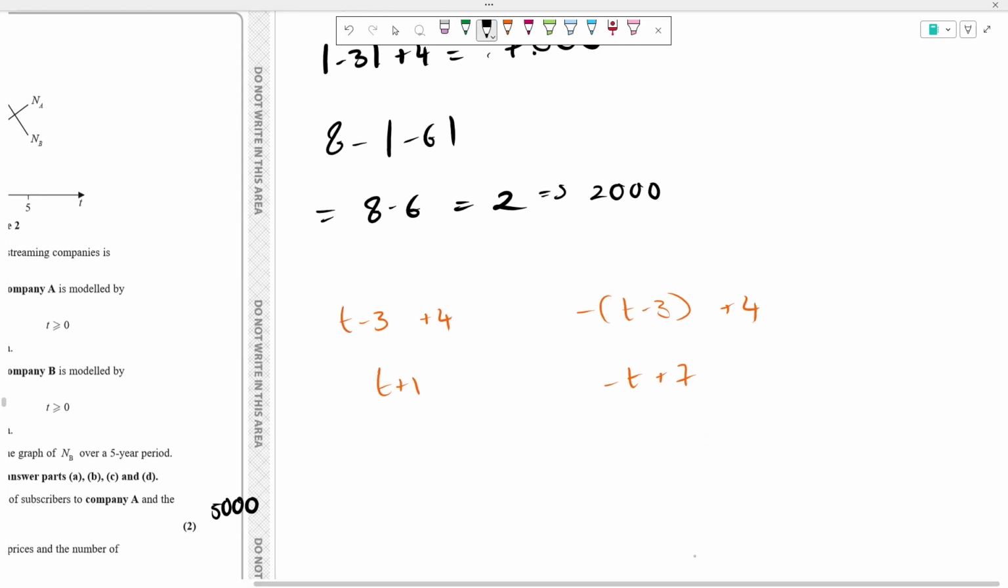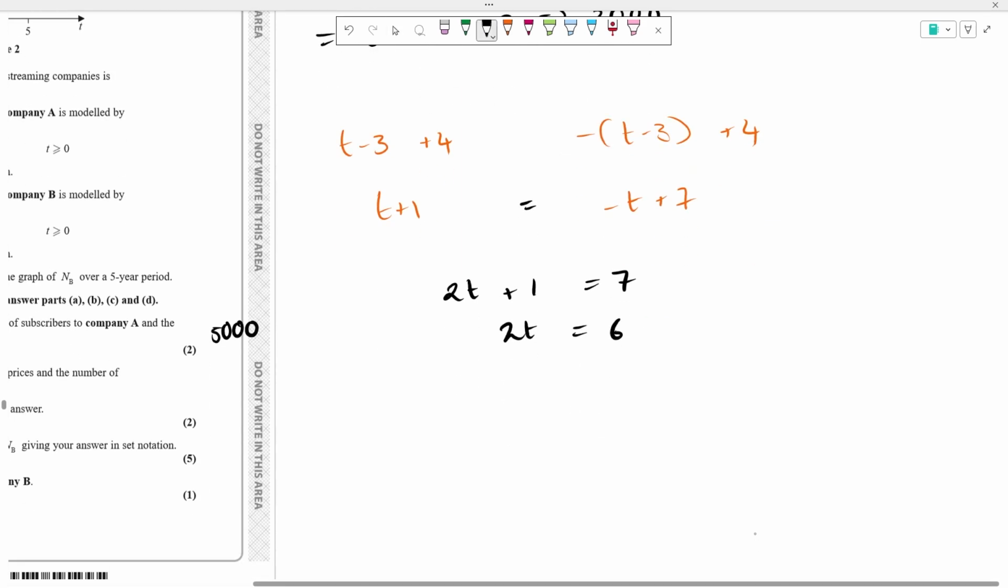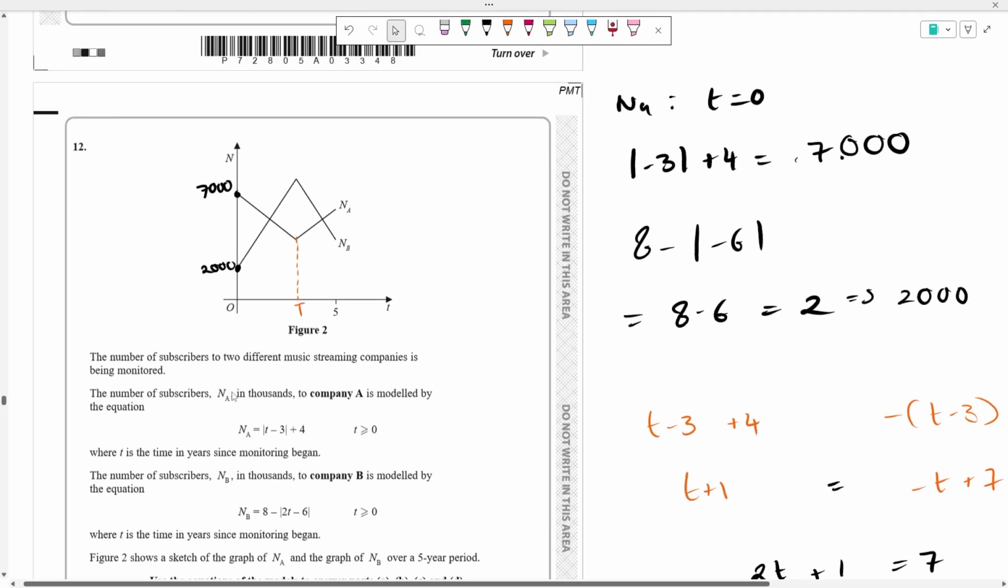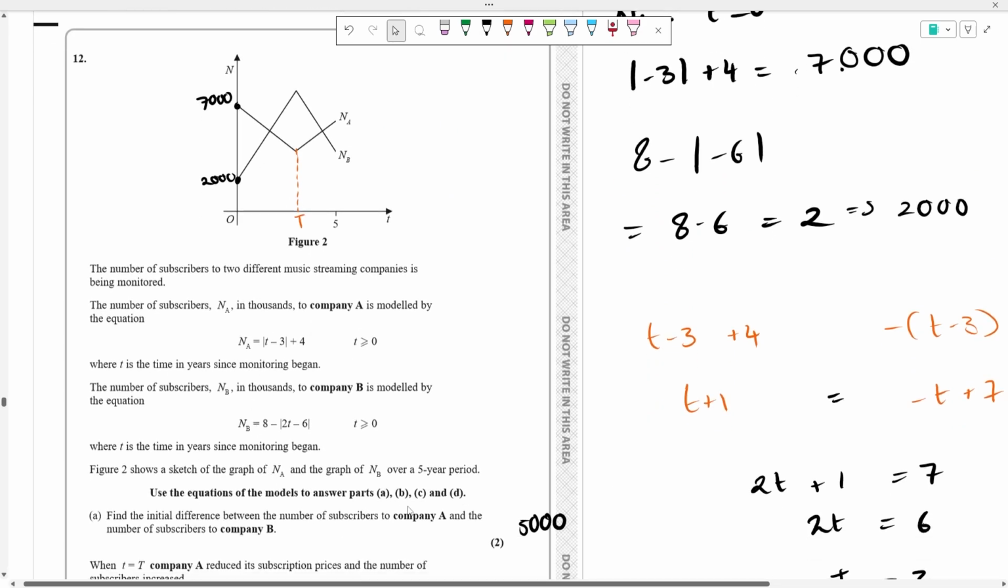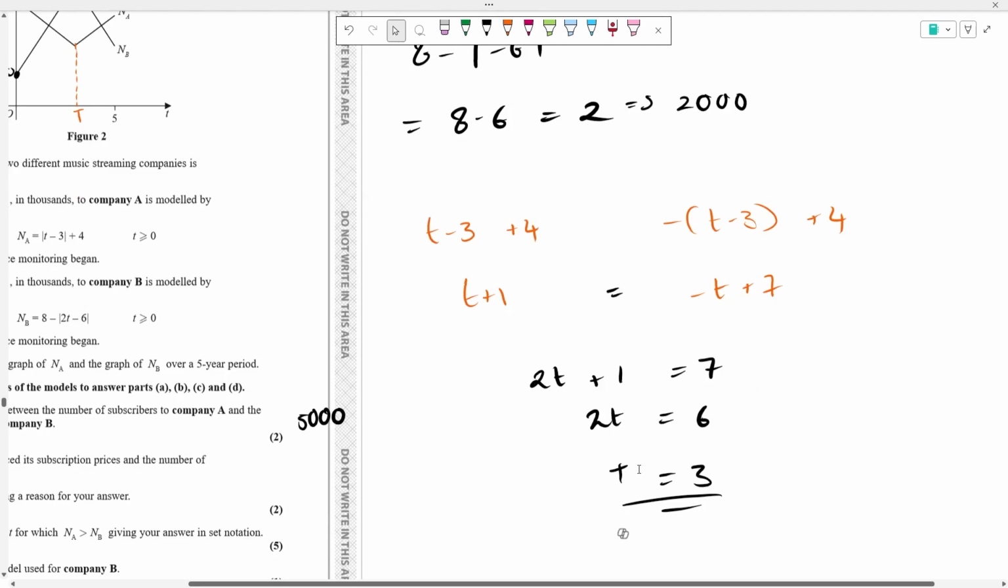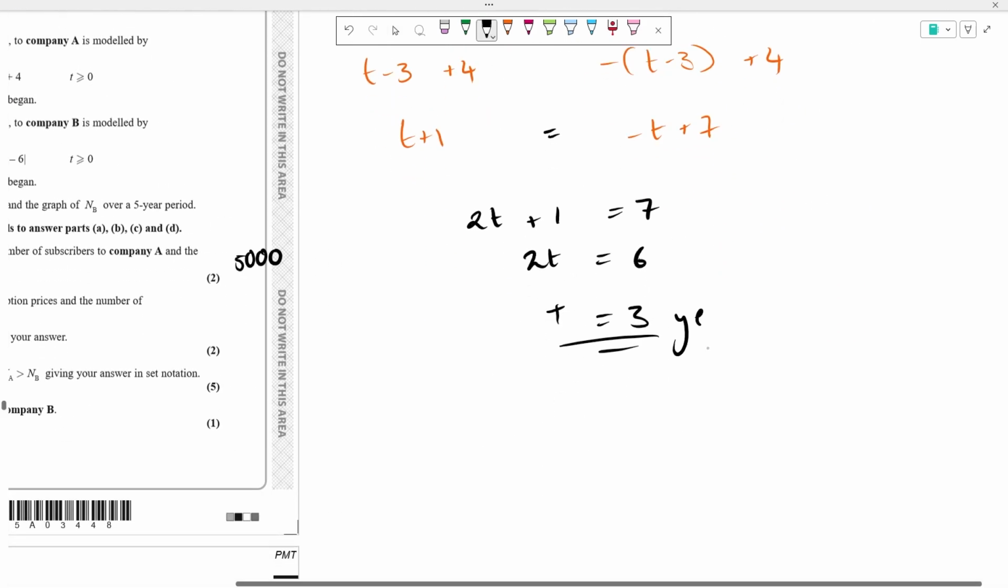Okay, so if I equate these two together, I end up with 2t plus 1 is equal to 7. That means that 2t is equal to 6. Therefore, my time must equal 3. Is it in years? Time is given in years, so this will be t equals 3 years.